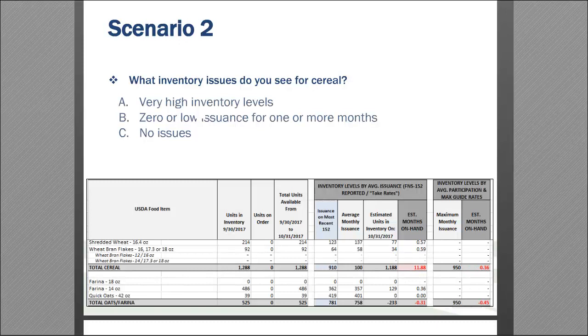So it looks like most of you answered B, which is the correct answer. Based on this calculator, it looks like cereal had zero or very low issuance for 1 or more months. There's a very large difference between the take rate and the months on hand, which usually indicates an issuance problem. Additionally, the issuance on the most recent FNS 152 is much higher than the average monthly issuance. This usually means that the average is skewed due to low or no issuance in a month. To verify this, we would look at the FNS 152s to see what the issuance for cereal actually was in these 3 months.